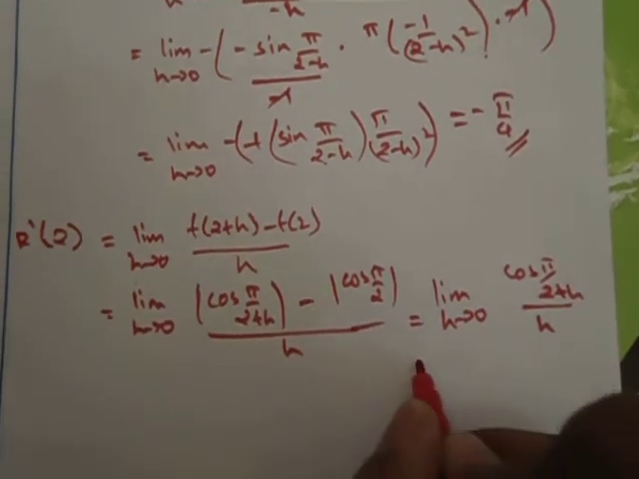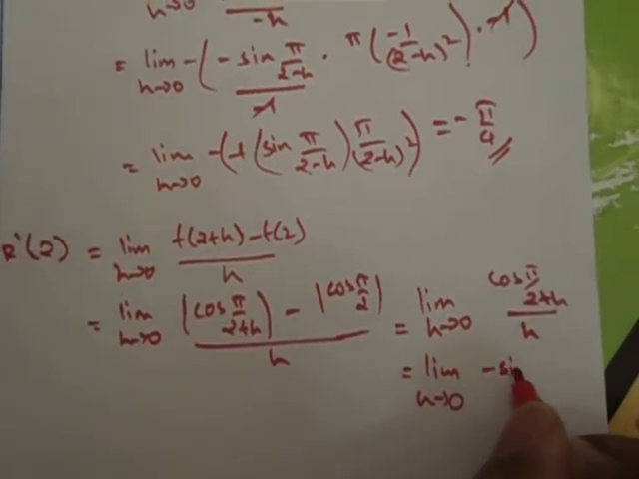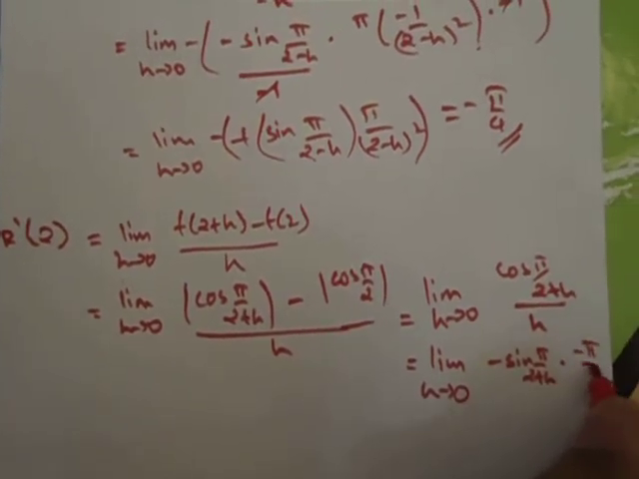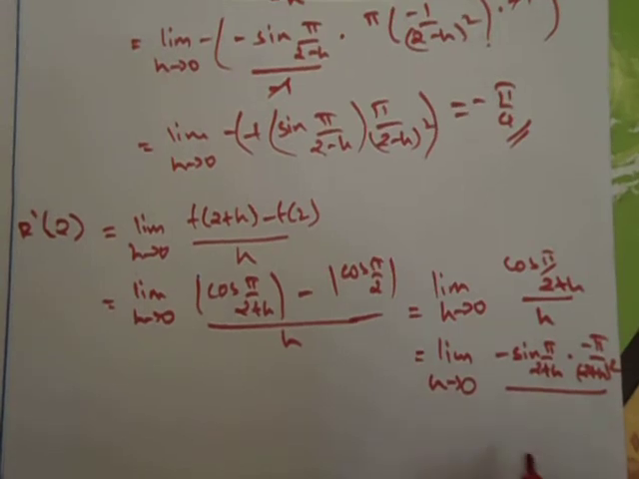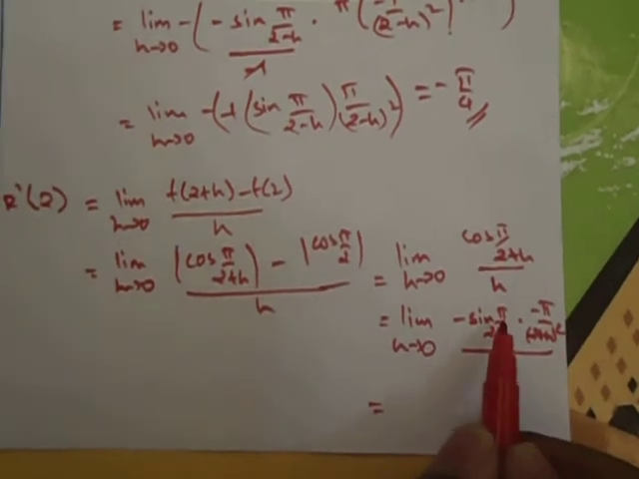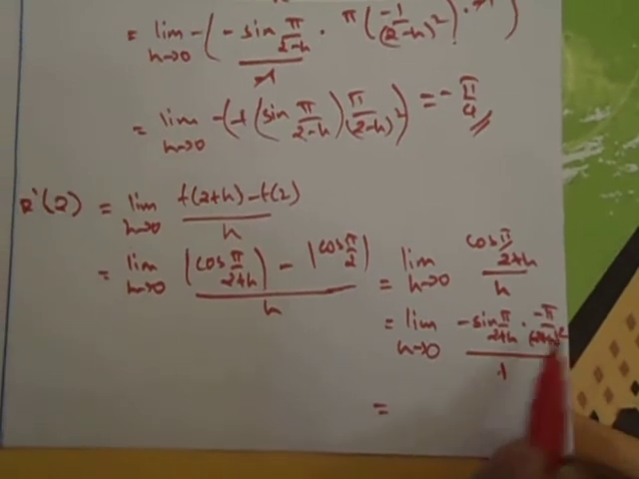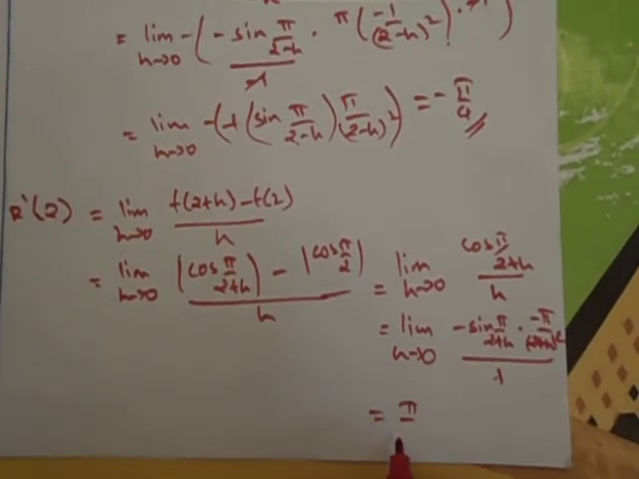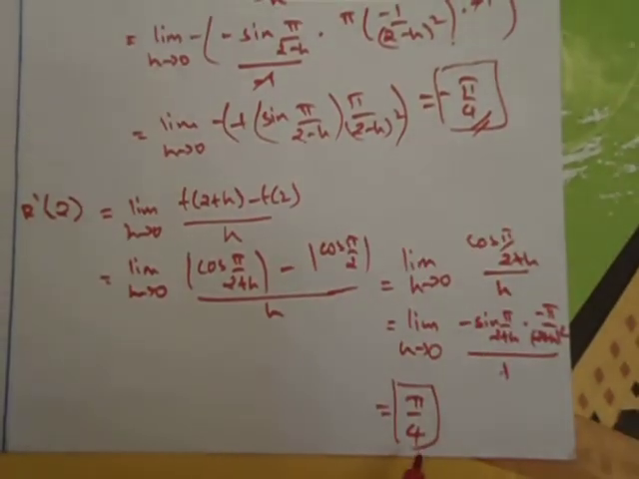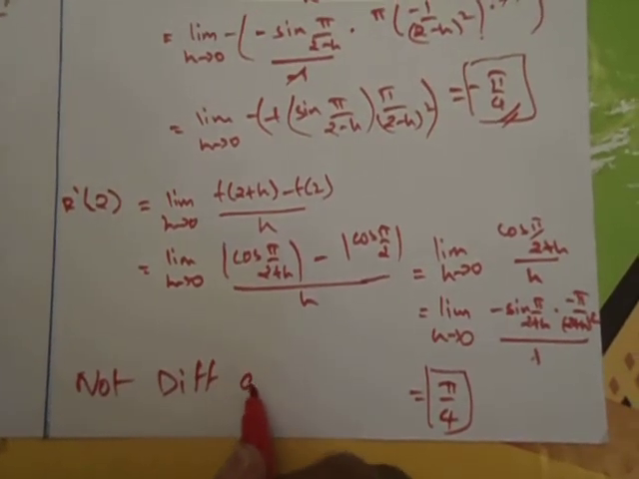0 by 0 form, L'Hospital, we get limit h tends to 0 minus sine pi by 2 plus h into minus pi by 2 plus h whole square by 1. So when we substitute the value, we get sine pi by 2 is 1, and 2 plus 0 is 2, 2 square is 4, so this becomes pi by 4. So if you see, we get minus pi by 4 on the left side and pi by 4 on the right side, so the function is not differentiable at x equal to 2.